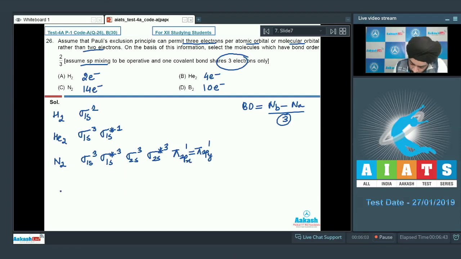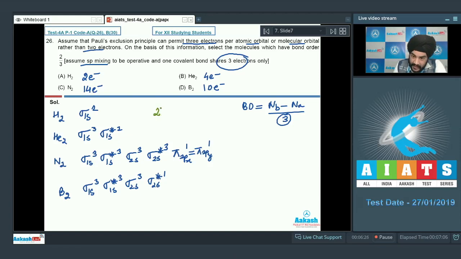And lastly we have B2. So we can write the configuration for B2 as well. We're going to have sigma 1s3, sigma star 1s3, sigma 2s3 and sigma star 2s1.